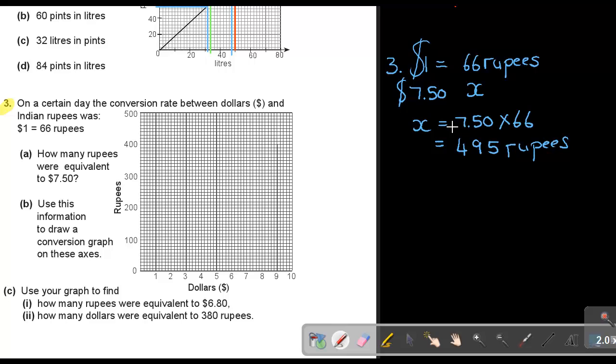Okay, so basically, then use the information to draw a conversion graph. So we can plot the points. We can say 1 was 66. Okay, let's just get to our scales again.